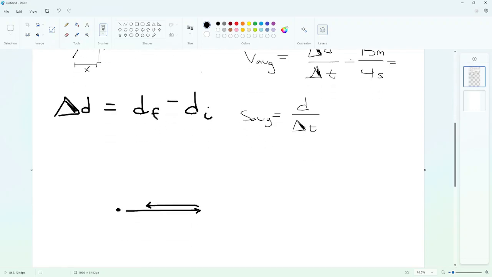So back to this example over here. The distance between here and here, which I'll note in green, this is going to be change in d. The distance that we take from here to here, however, this is going to be d, the distance that we travel.